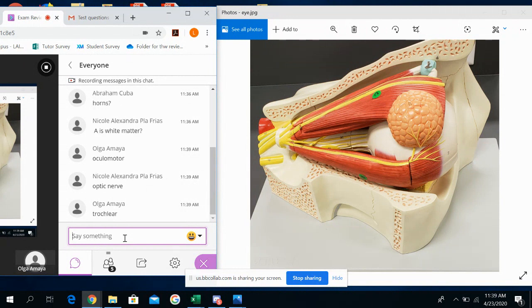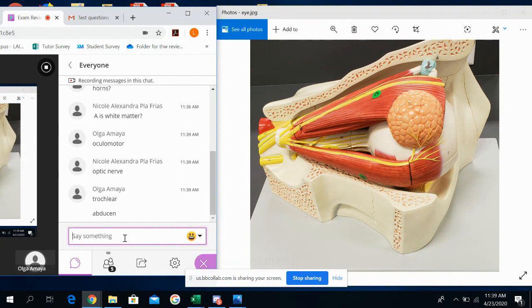Trochlear. Okay. So yeah, optic nerve is sensory. I'm asking for all of the motor nerves. Yes. So oculomotor moves your eye muscles, as well as your trochlear and your abducens. Which is awesome. So trochlear is cranial nerve number four, and your abducens is cranial nerve number six. Does anyone know what muscles specifically are moved by the trochlear nerve?